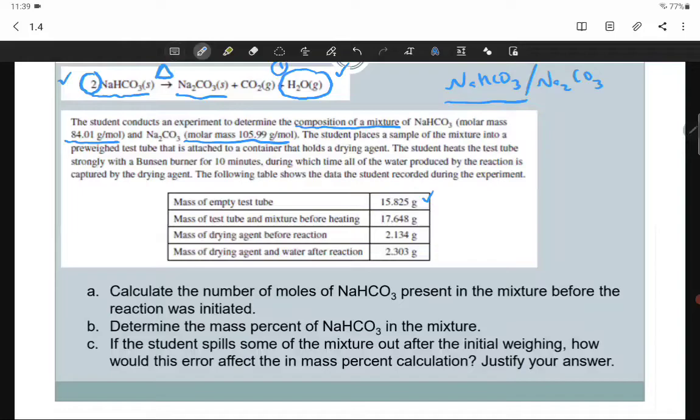Okay, so if we have the test tube mixture before heating, if we subtract these two numbers, that would give you the mixture, right? And then what else? If we have the drying agent and the drying agent with the water, if we subtract those two, that would give us the amount of water.